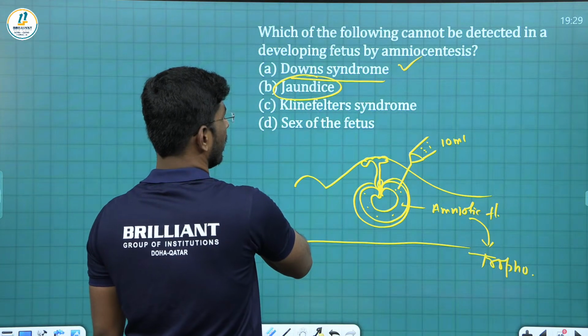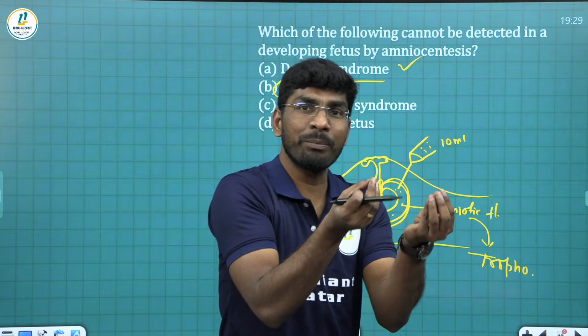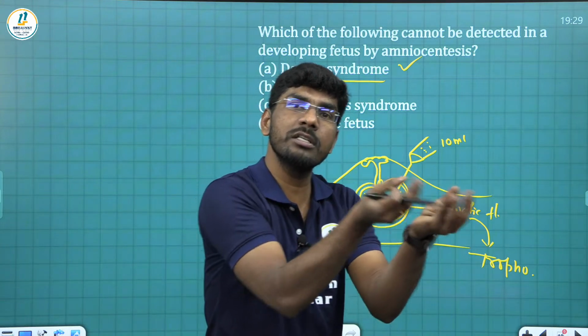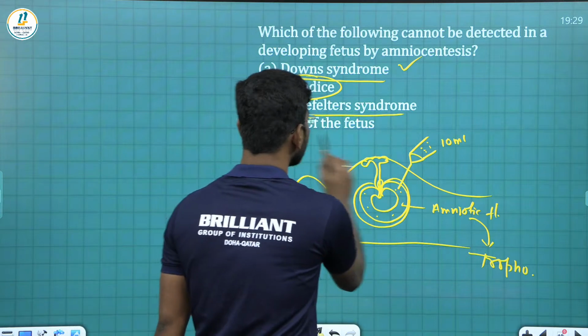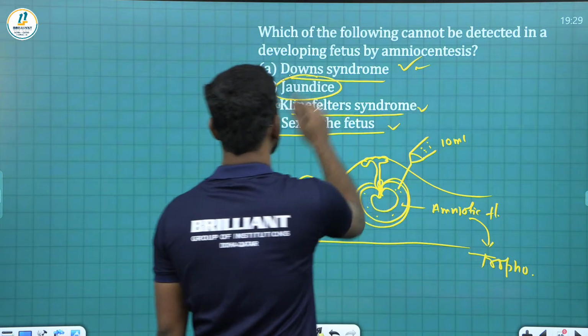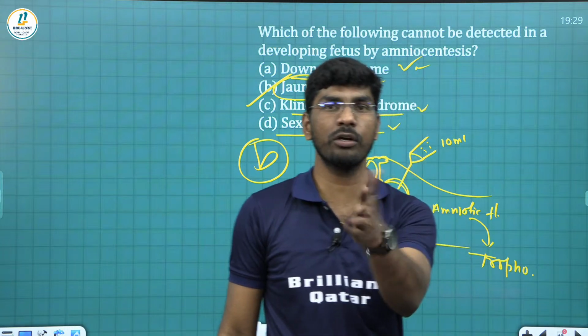Jaundice. The jaundice is what? The bile juice, bile duct puncture. The bile juice is introduced into where? Blood. Next, what? Tell me. Klinefelter syndrome, sex of fetus. Right. So answer is what? Option B does not. Correct. Yes, jaundice. No, we cannot identify.